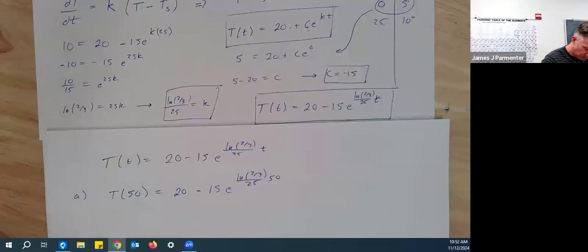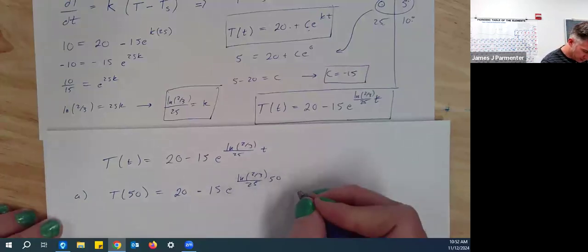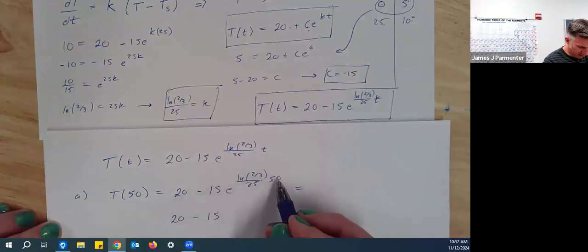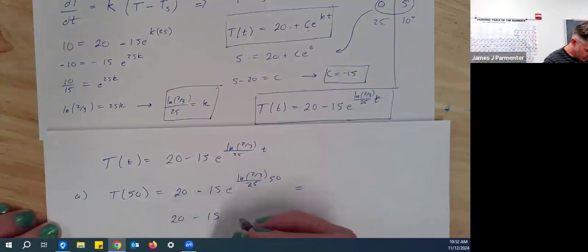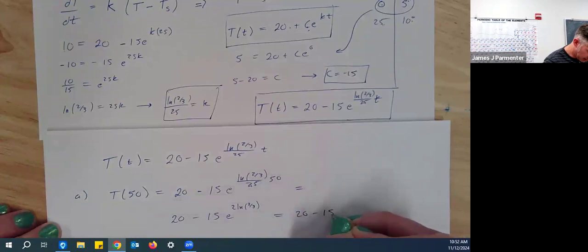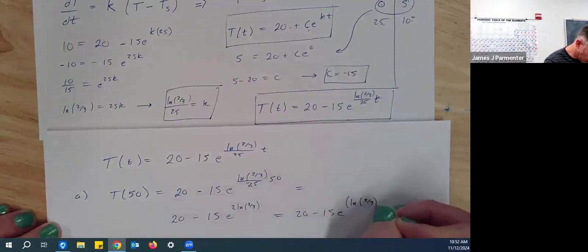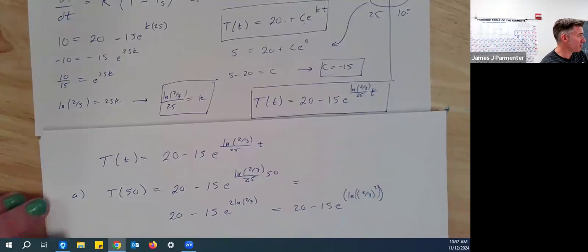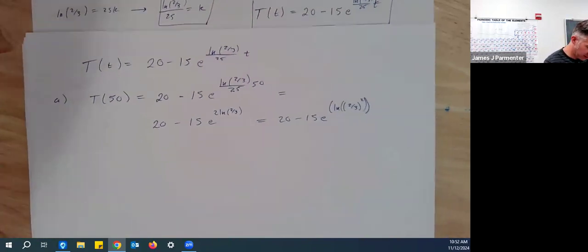Here's what I mean. This part right here, we can write this as 20 minus 15, and 50 over 25 is 2. So we have e to the 2 times natural log of 2/3. We can rewrite that as e to the natural log of 2/3 squared. I have too many parentheses, that's all right. And then e to the natural log of 2/3 squared is just 2/3 squared. So we can simplify this in a very convenient way.